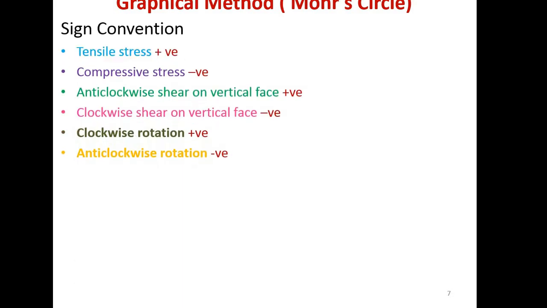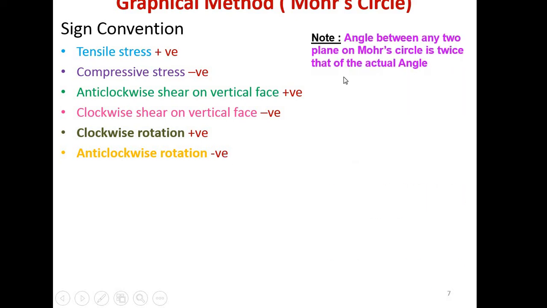Now we'll solve the same problem by the graphical method, or we can say by the Mohr circle method. Again, sign convention is important for the graphical method. Tensile stresses should be treated positive, compressive stresses negative, anti-clockwise shear on a vertical face positive, clockwise shear on a vertical face negative, clockwise rotation positive, anti-clockwise rotation negative. And one note is important: the angle between any two planes on a Mohr circle is twice that of the actual angle.